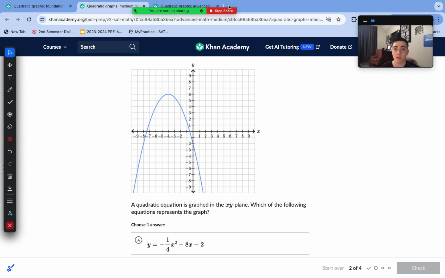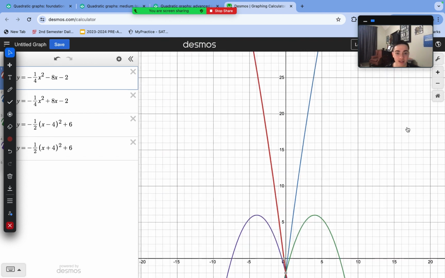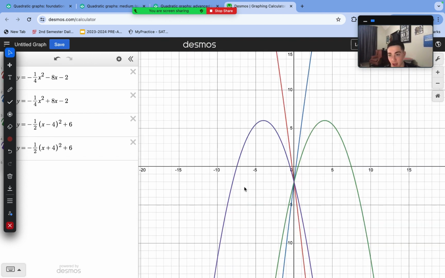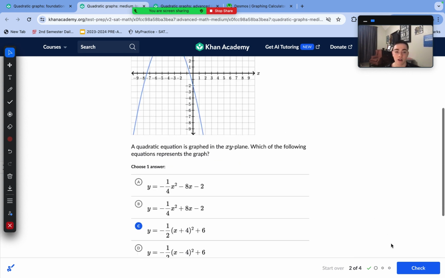Let's go ahead and type them all into Desmos. Okay, here we have graphed our 4 equations, and we can see here that this red graph is way too high with our values. Our vertex is not (-16, 62). In fact, the graphed representation best matches this purple graph right here. It's off to the left. It has the vertex at (-4, 6) and has our x-intercepts right where they're supposed to be. That matches answer choice C. So answer choice C is the correct answer.